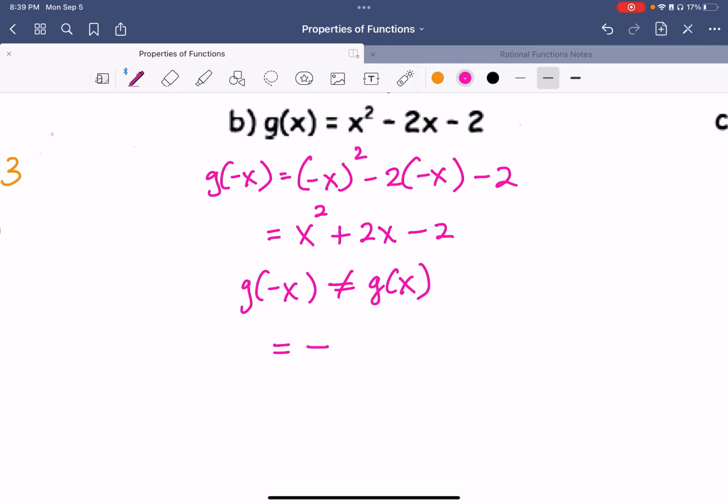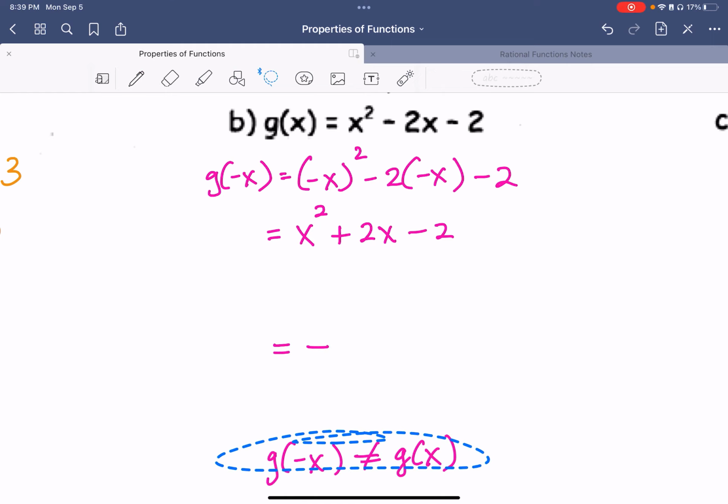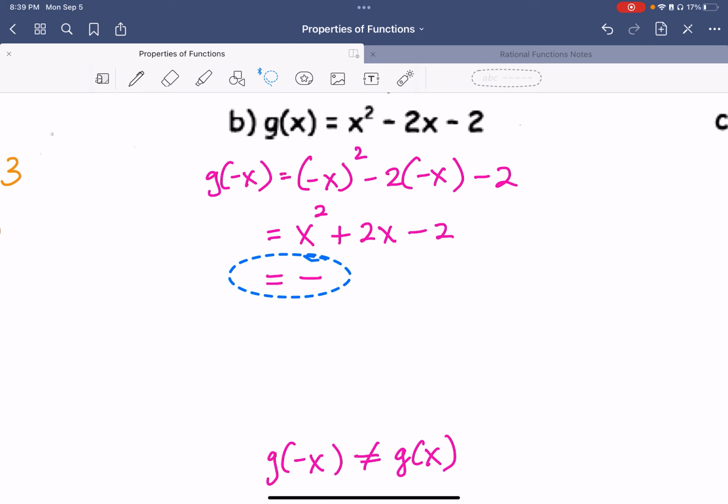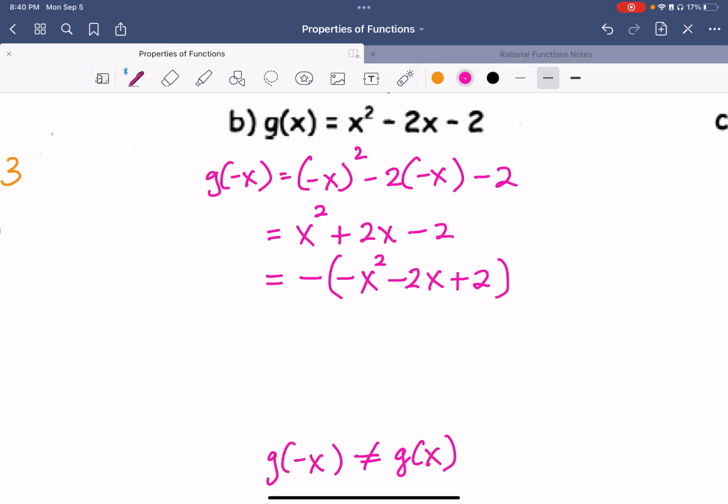Let me move this down actually so we can see this better. If you factor a negative out, all you're doing is figuring out what this would be equal to if I take a negative out. So a negative times what is positive x squared? Well, two negatives make a positive, so it has to be negative x squared. A negative times what would be positive 2x? It has to be negative 2x, because only two negatives make a positive. And then a negative times what is negative 2? It has to be a positive 2 right there. So you end up with negative, x squared minus 2x plus 2.